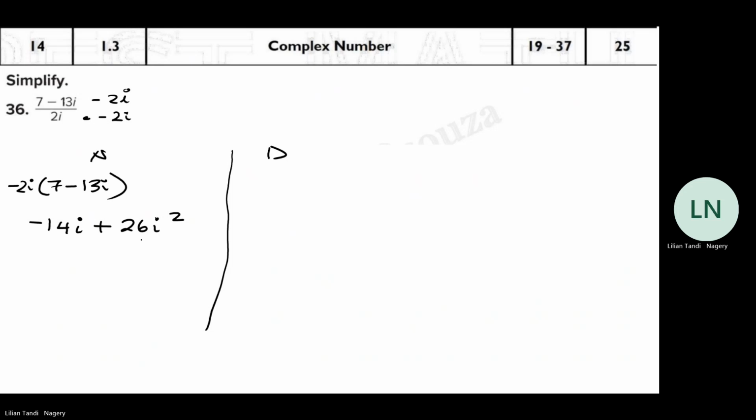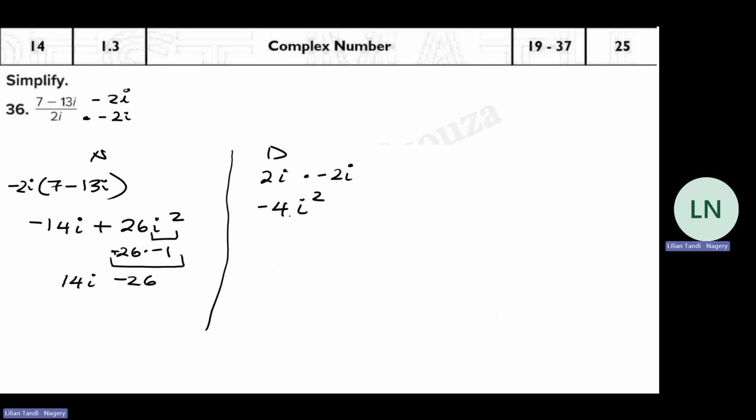So this becomes negative 1. So 26 times negative 1 is negative 26. And then you bring your imaginary number down. Okay? So 2i times negative 2i becomes negative 4i squared. This becomes negative 1. So what is negative 4 times negative 1? Positive 4. Okay?